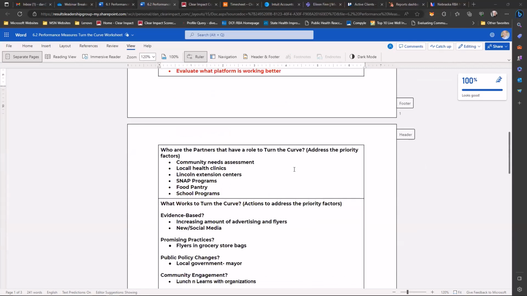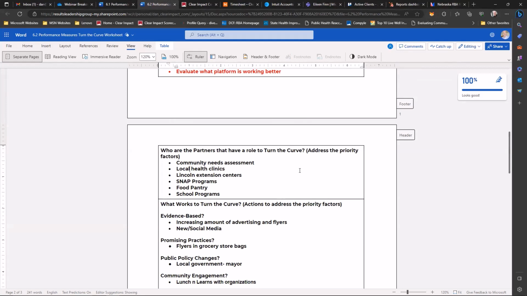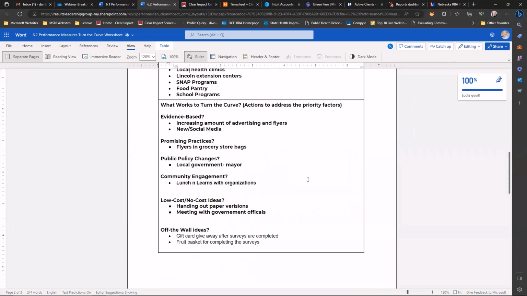And for partners, we did identify several, but not specifically enough. We thought local health clinics, the extension centers, SNAP programs, food pantries, and summer school programs would be good sources to distribute information through. As far as evidence-based practices, we could increase the amount of advertising flyers, and use social and the news media to promote individuals taking the survey so we get more information.